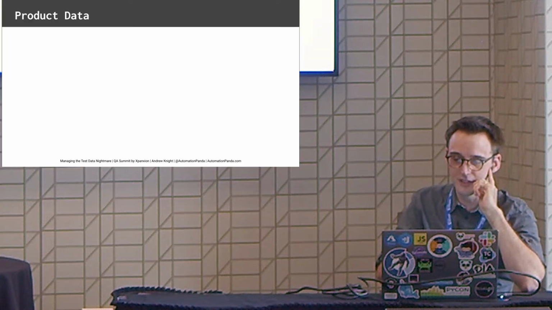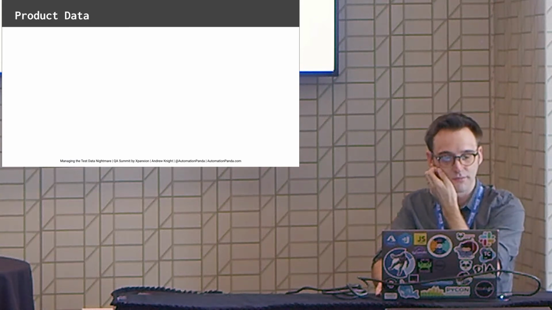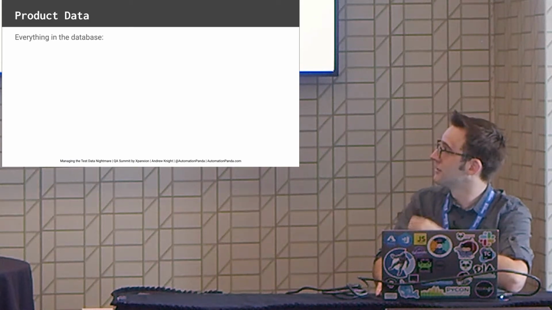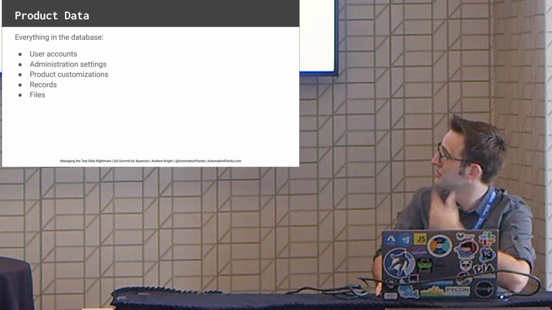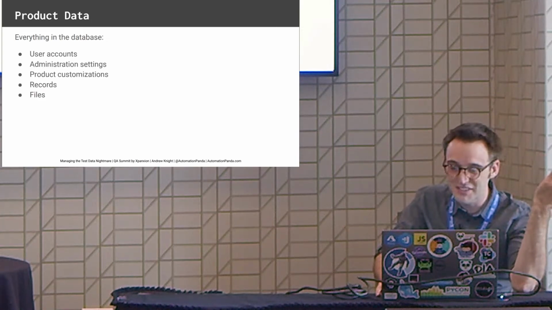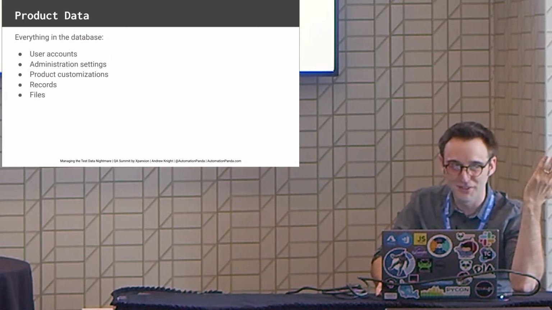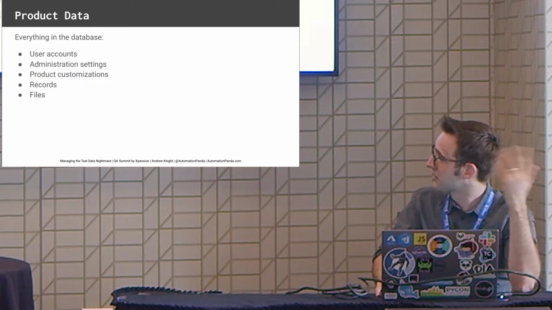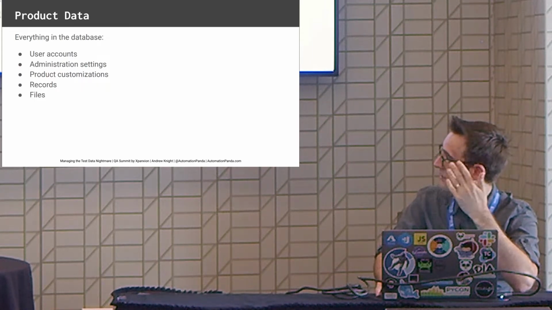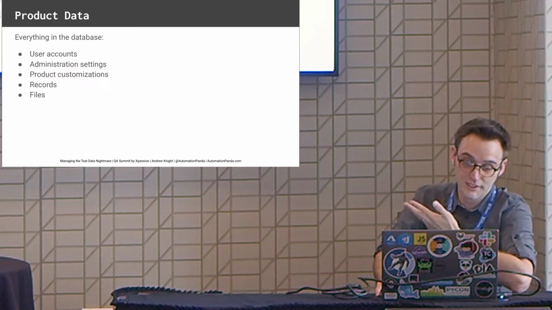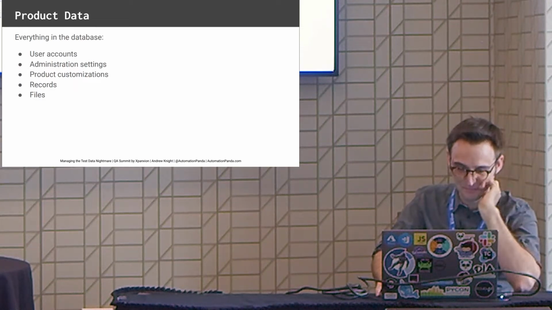As previously stated, product data is any live data in the product or system under test. In simplest terms, it's everything in the database. Examples could include user accounts, admin settings, product customizations, any records or files created by the user. And in our loan app, specifically, they'd be things like user accounts, loan products, completed applications, and any of that behind the scenes bank data.